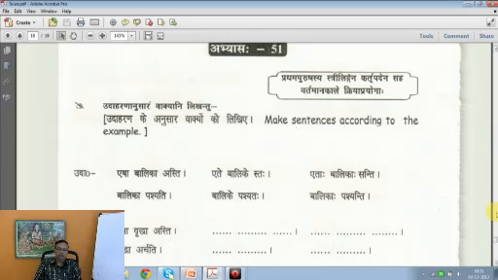Esha Balika Asti, Ete Balike Staha, Etaha Balikaha Santi. These are the girls. Instead of saying Ete, we are saying Etaha Balikaha Santi. Santi is not changing, Staha is not changing, Asti doesn't change also with the feminine noun. So Balika Pashyati, Balike Pashyataha, Balikaha Pashyanti.